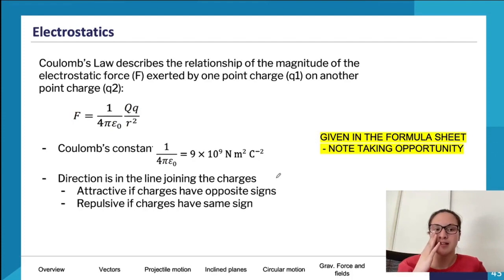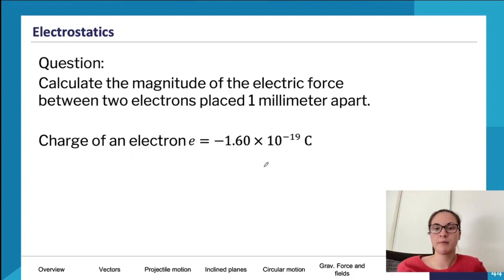Onto electrostatics. This is a very important formula to know. This one will be provided to you, and Coulomb's constant will be provided as well. You have to remember that point charges will be attractive if the charges have opposite signs, and repulsive if the charges have the same sign. I'll let you pause and take notes there, but I'm going to move on. That is the charge of an electron.